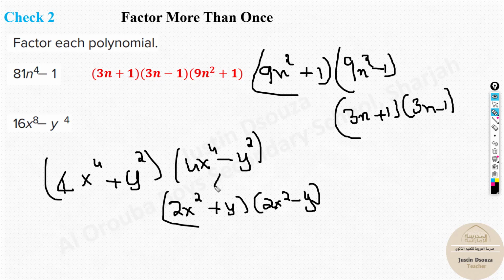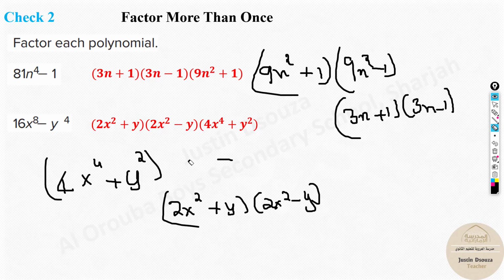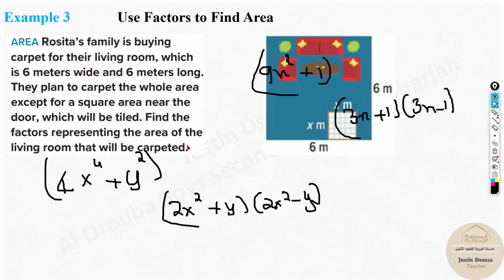So this is split again over here into two factors. We will see the answer. It's 2x squared plus y, 2x squared minus y, 4x to the power 4 plus y squared. So this was split, so this goes off. Even over here, this goes off. So these are the expansion terms. Please do practice a few more problems. You will be more thorough and confident in this topic.